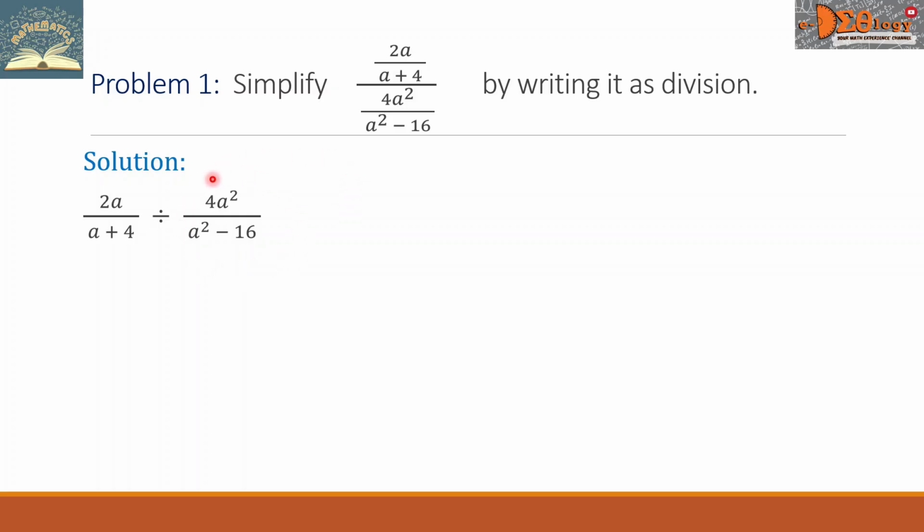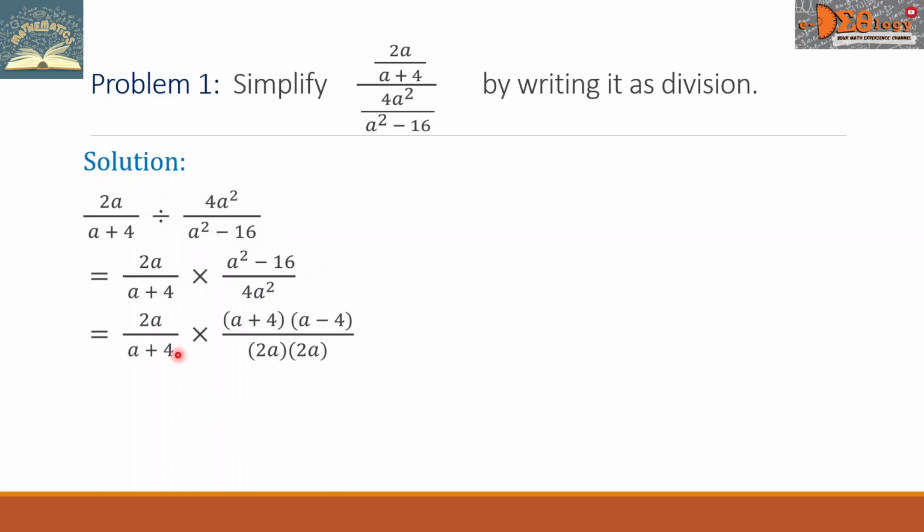First, we invert this second fraction. This is the divisor. After inverting, we multiply. So this becomes 2a over a plus 4 times a squared minus 16 all over 4a squared. Now, let us do some factoring on some of the terms. In the first fraction, it will be the same, times the a squared minus 16 becomes a plus 4 times a minus 4 all over the 4a squared.